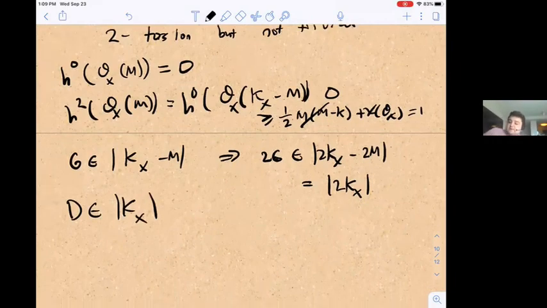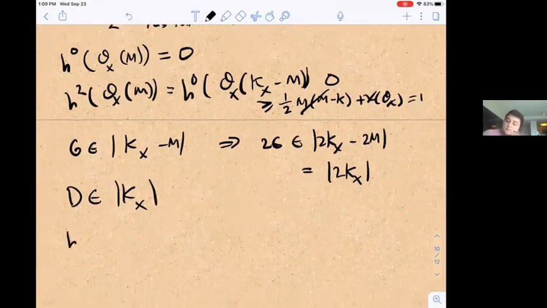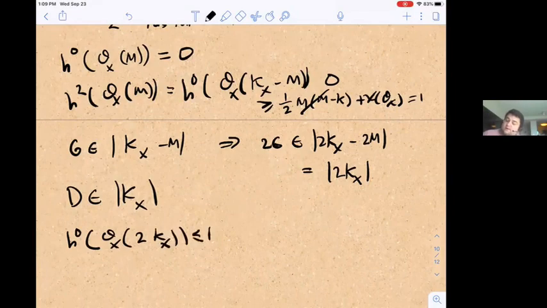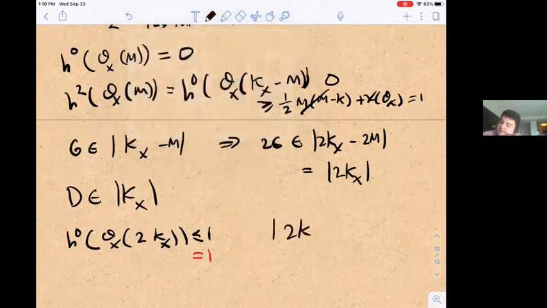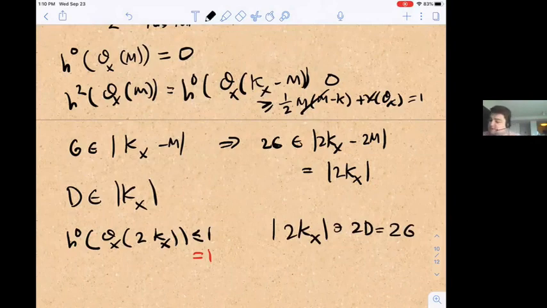But because this is unique, we can check that h0 of OX of 2kx is less than or equal to 1 by Kodaira dimension considerations. So since kx has a section D, this is actually exactly equal to 1, because we just take 2D. And this tells us that the linear series 2kx contains the unique divisor 2D. So 2D has to be the same as 2g, because we found a different divisor 2g in this linear series.